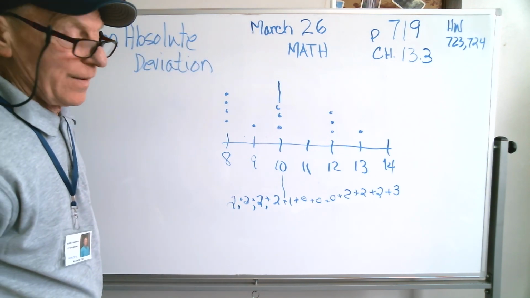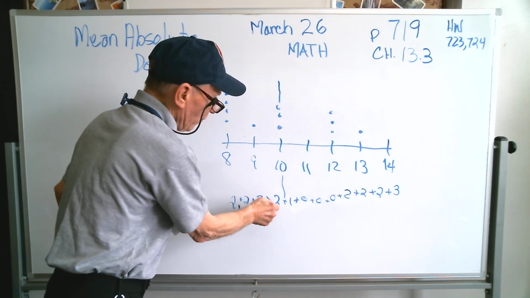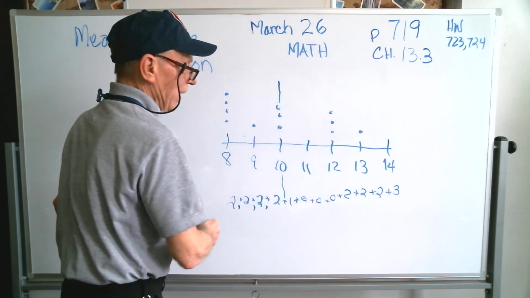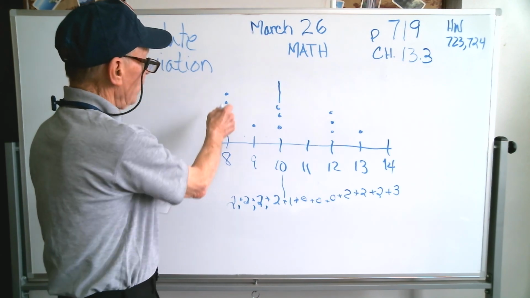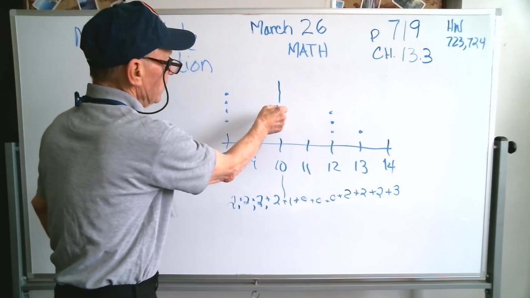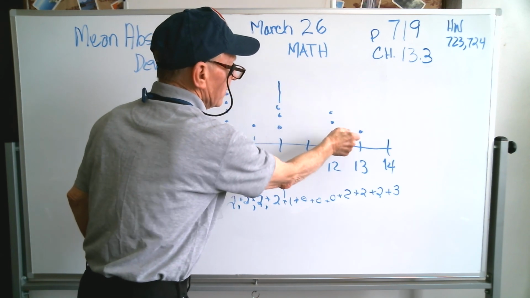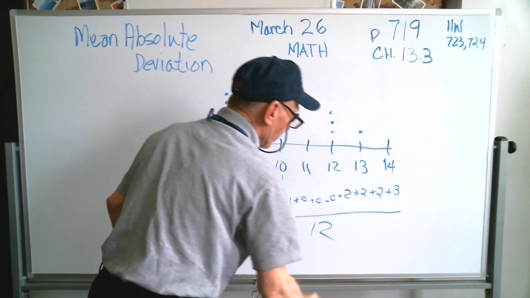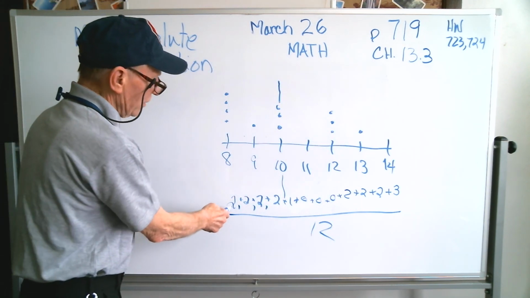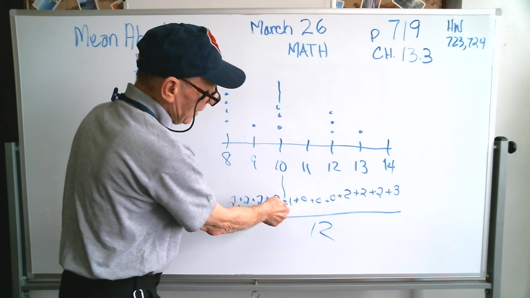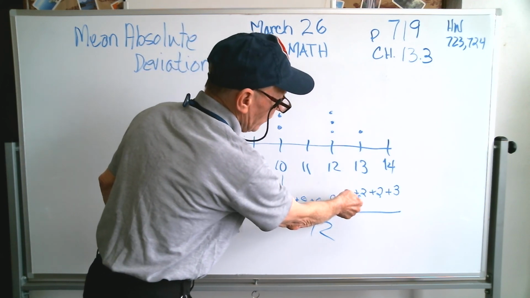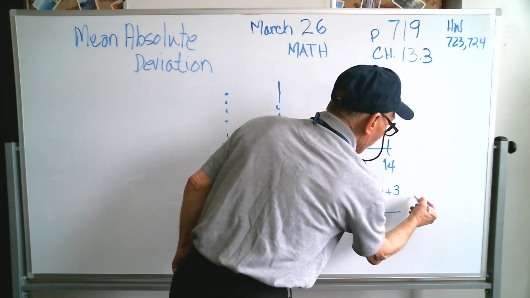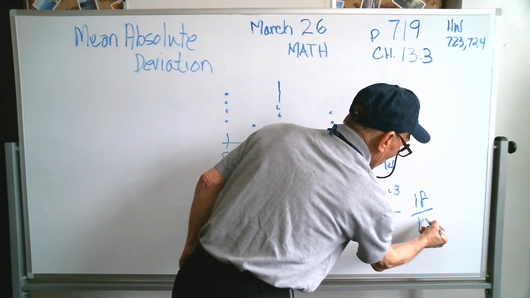Now, 1, 2, 3, 4, 5, 6, 7, 8, 9, 10, 11, 12. We have 12 deviations. We're going to take this whole thing, put it over 12. So now we've got 2, 4, 6, 8, 9, 11, 13, 15, 18. So we end up with 18 over 12.